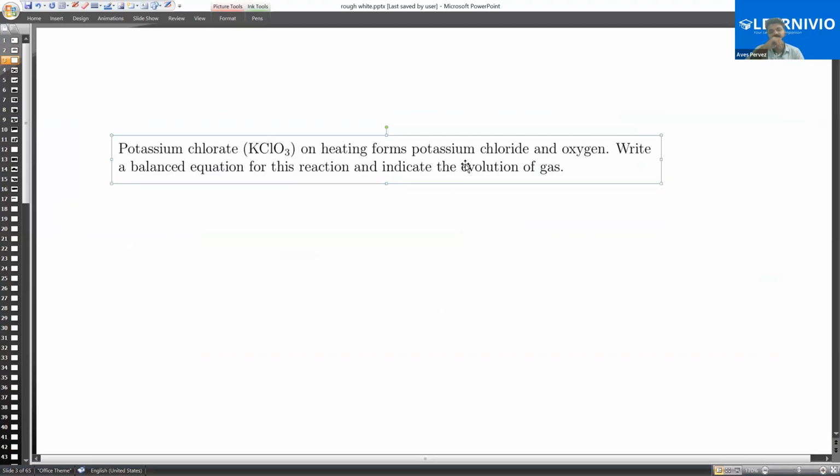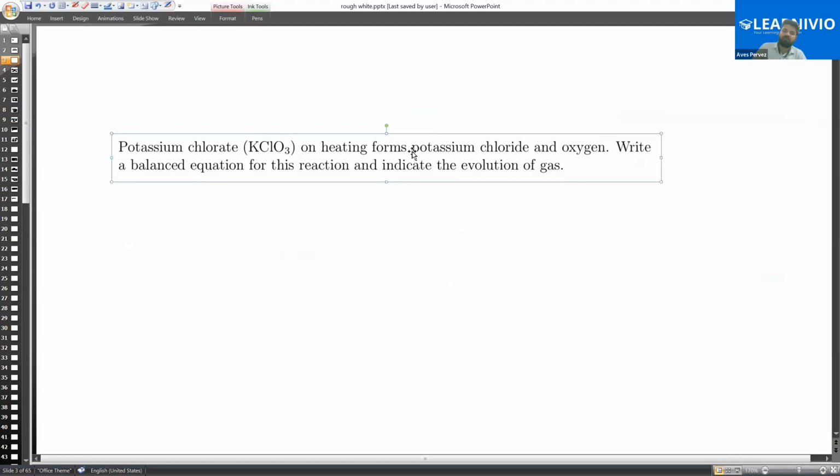Potassium chlorate on heating forms potassium chloride and oxygen. Write a balanced chemical equation for this reaction and indicate the evolution of gas. So write it and show me.